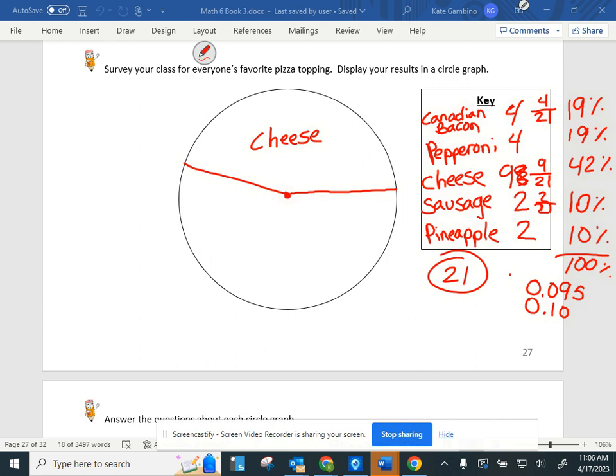So then my 10% is just going to make that leftover section, that 8% plus that 2. I'm going to call that my sausage. And then the same size shape, another 10% is going to be my pineapple. And then 19%, 19%, I'm going to try to make that into half. I'll call this pepperoni. And this Canadian bacon.